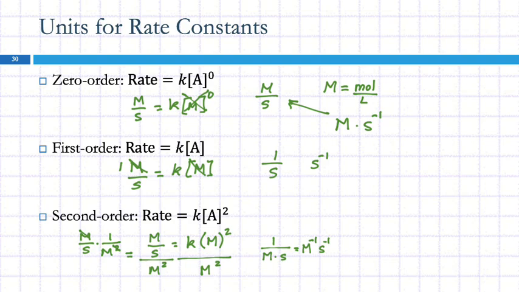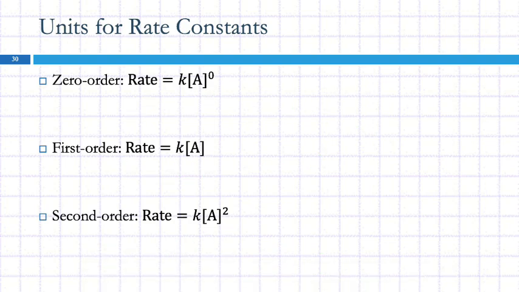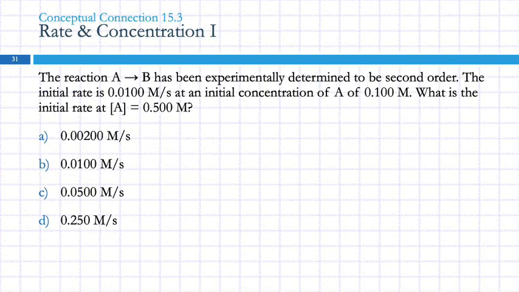Oops, got the order messed up again. Okay, the reaction A reacting to form B has been experimentally determined to be second order. The initial rate is 0.01 molarity per second at an initial concentration of 0.1. What is the initial rate when that concentration is 0.5?